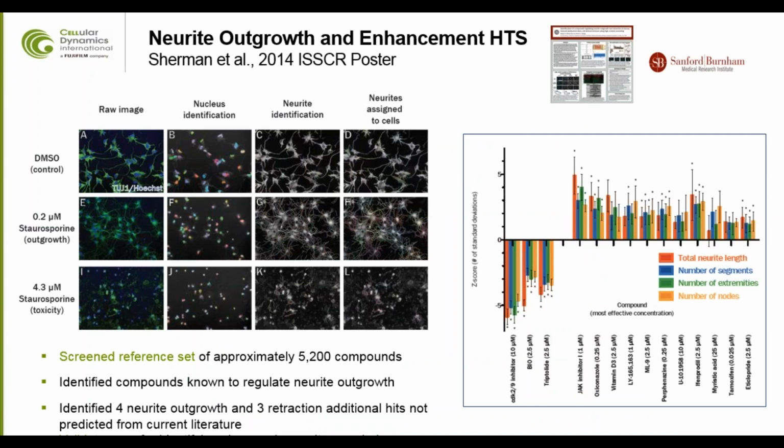Work that's come out of her lab and was presented a few years ago at ISSCR looks at a screen of 5,200 compounds to look at changes in neurite outgrowth and morphology. And the power here is that they've identified novel hits, both for outgrowth as well as for retraction or toxicity. Right? So we're really bringing this unique biology into the dish and into interrogatable fashions.